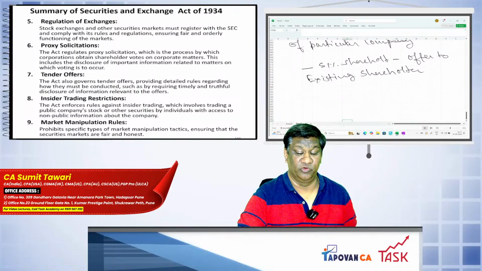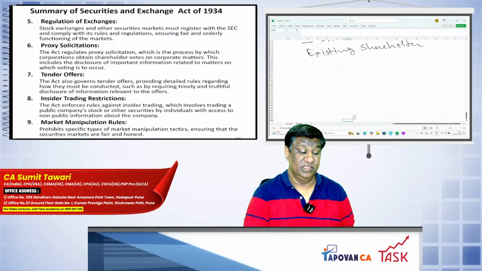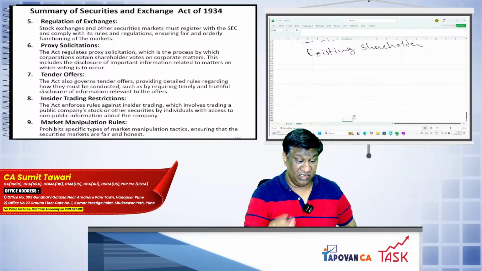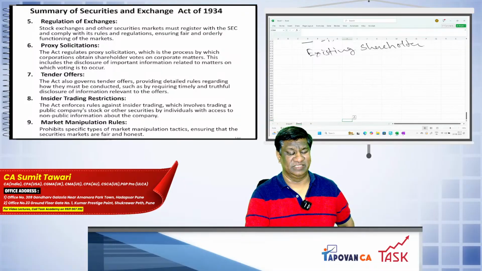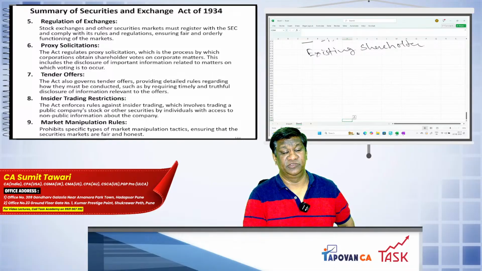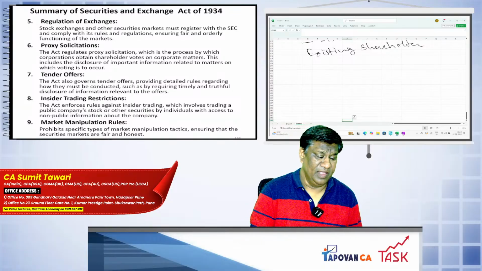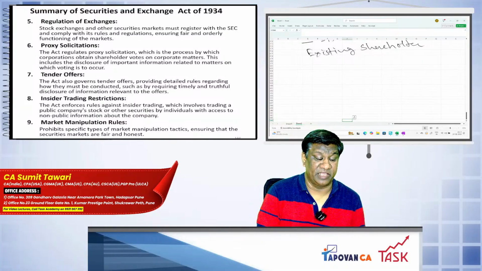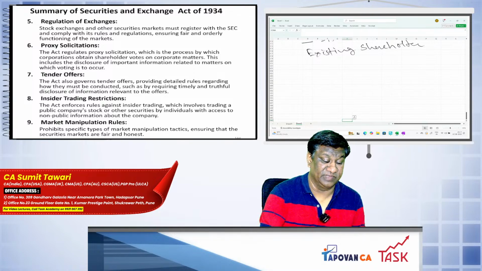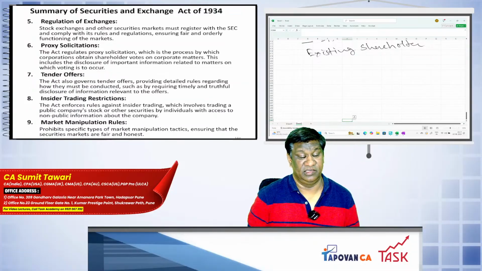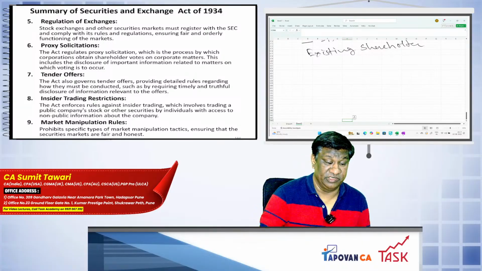Insider trading restrictions, as we already discussed, concern the confidentiality of information. The Act enforces rules against insider trading, which involves trading a public company's stock or other securities by individuals with access to non-public information about the company. The same concept: you know you are getting a bigger order, so you start to acquire the shares. That is on the basis of internal information, so we consider this insider trading, and there is a clear ban on it. Market manipulation rules prohibit specific types of market manipulation tactics, ensuring that securities markets are fair and honest. So these are the roles of the SEC as per the Securities Exchange Act of 1934.